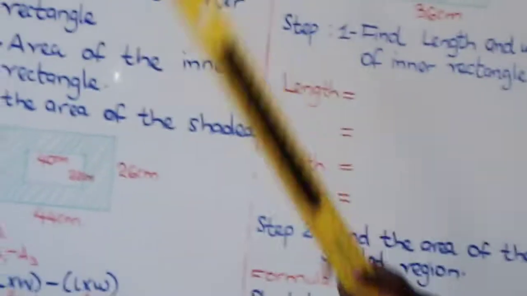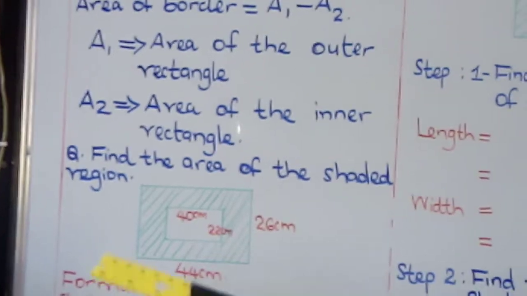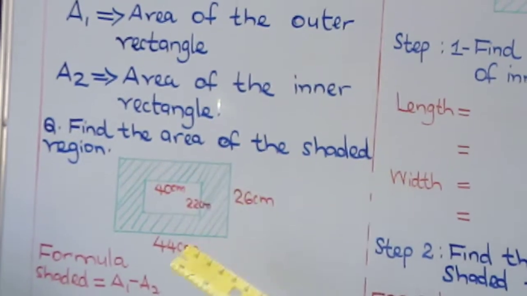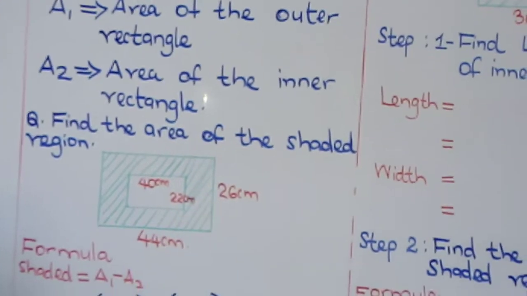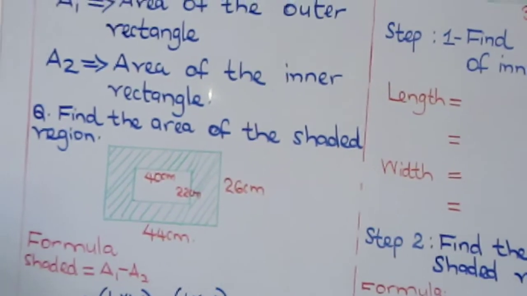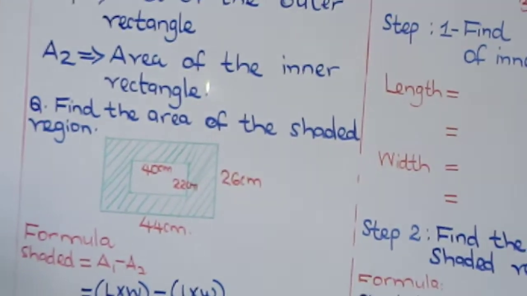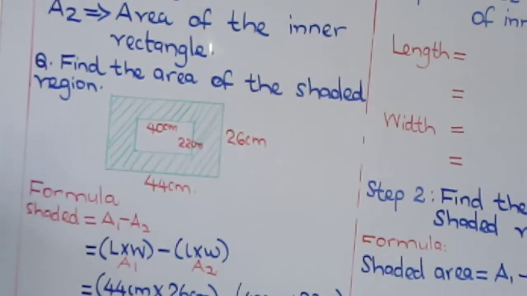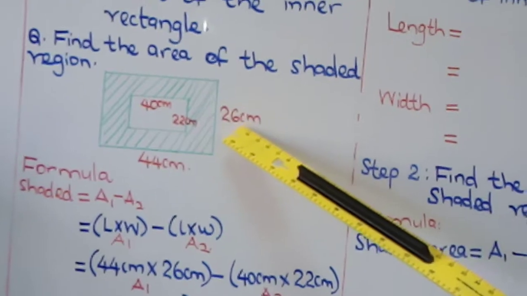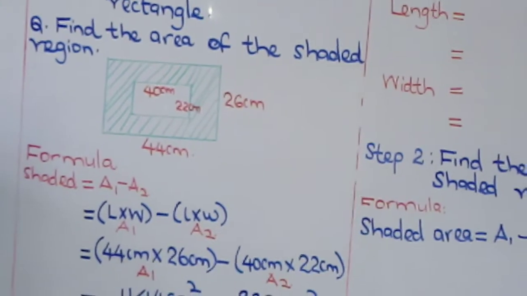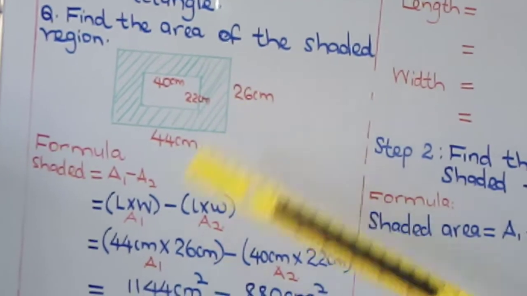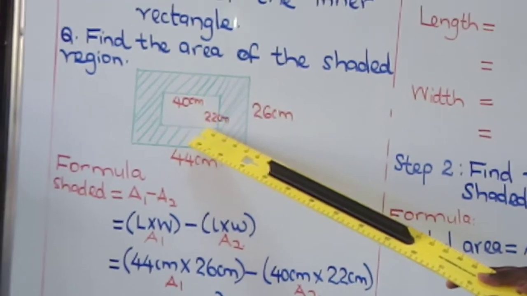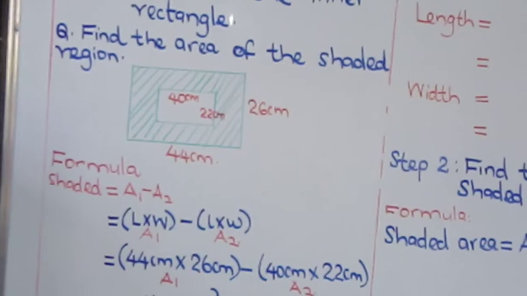Now, for us to remember, I have this question here. Find the area of the shaded region in this diagram. You can see the shaded region. So, two rectangles. The outer measures 44 centimeters by 26 centimeters width. The inner is 40 centimeters by 22. Right?